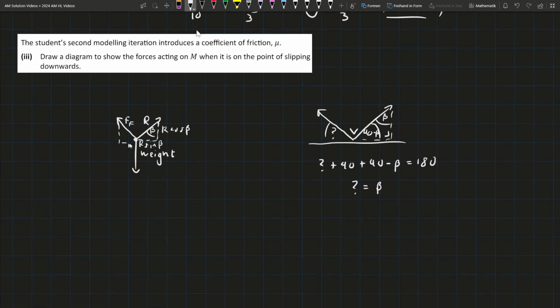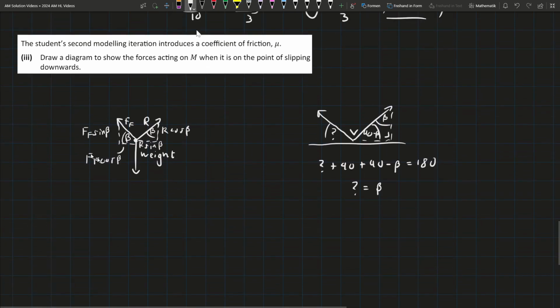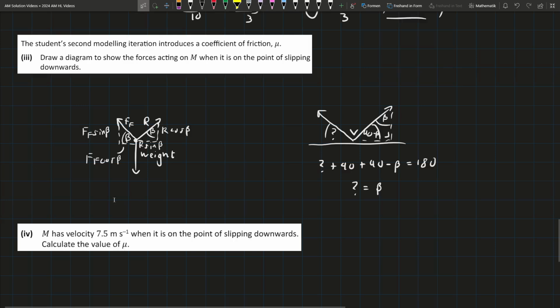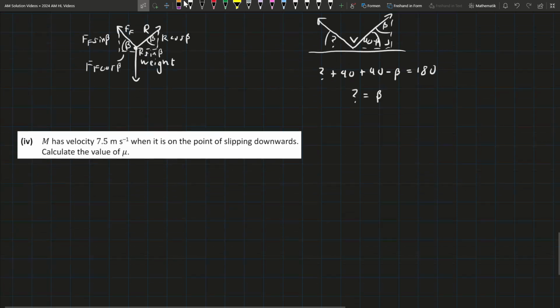So in terms of resolving this force, our beta is actually here this time. So this will be the force of friction sine beta, and down here will be the force of friction cos beta. And there we go, that's all the forces, and they're resolved. Then we're told that m has a velocity of this when it's on the point of slipping downwards. Calculate the value of mu. So remember, the coefficient of friction is mu, so that's what we're looking for.